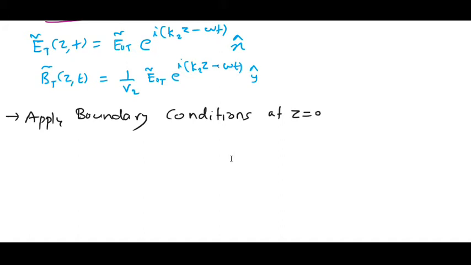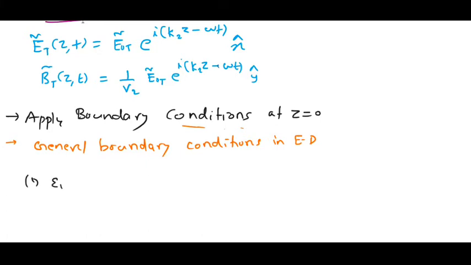Then we know the general boundary conditions. To apply the boundary conditions, we should know what the general boundary conditions in electrodynamics are. The first boundary condition is epsilon 1 En1. How do you remember the boundary conditions? I have said one shortcut, that is, continuous B-N.